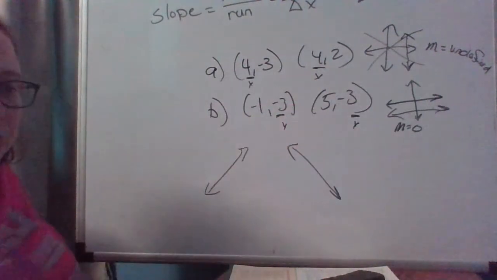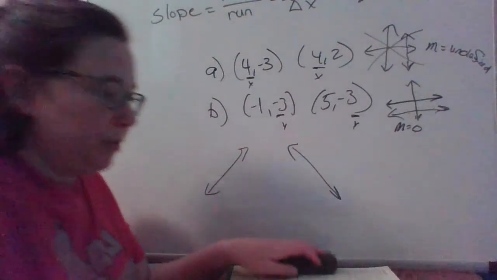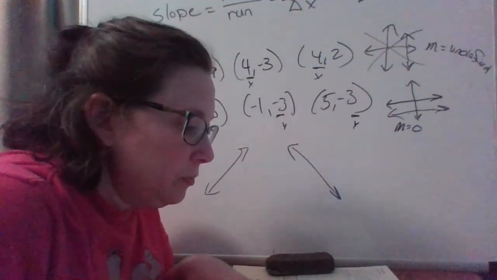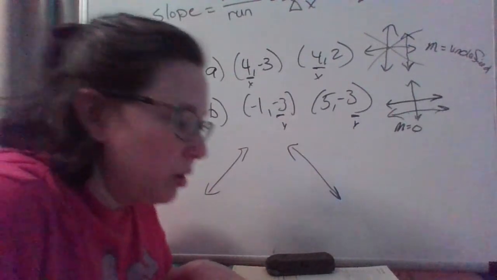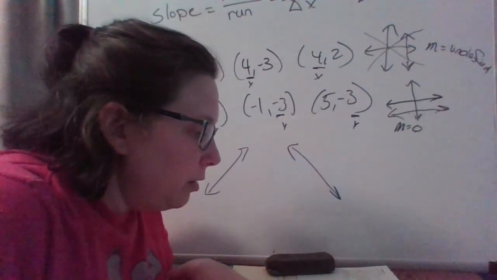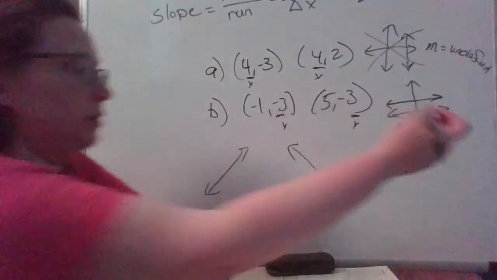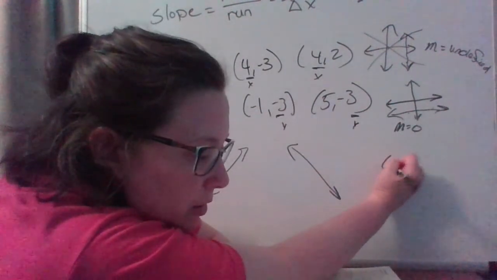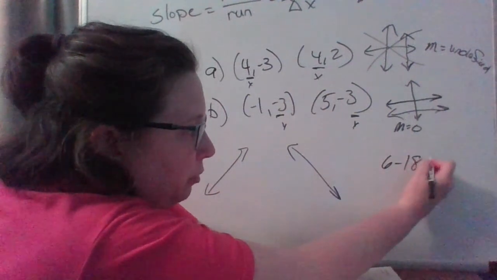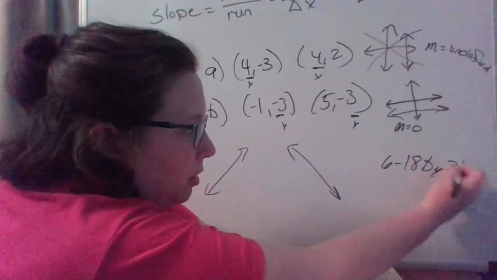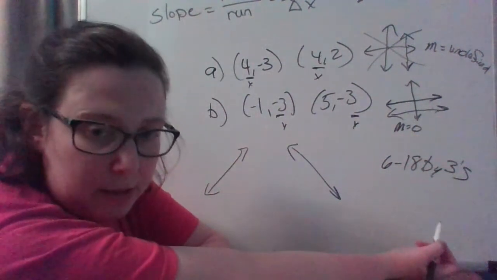I want you to go ahead and try a few of these. Let's do 6 to 18 by 3s. So you're doing 6 to 18 by 3s.